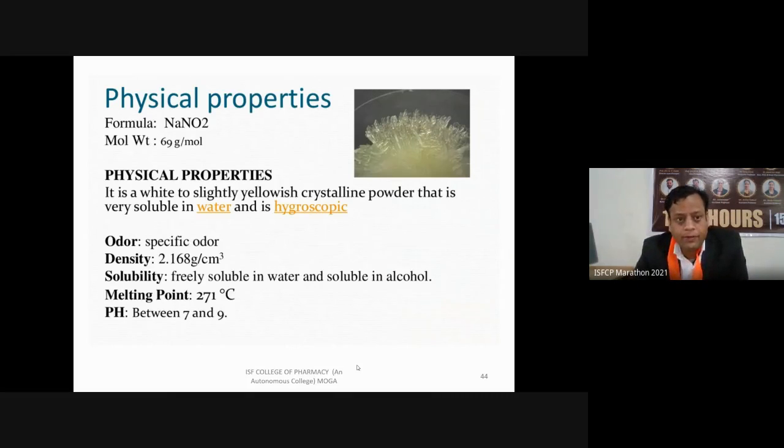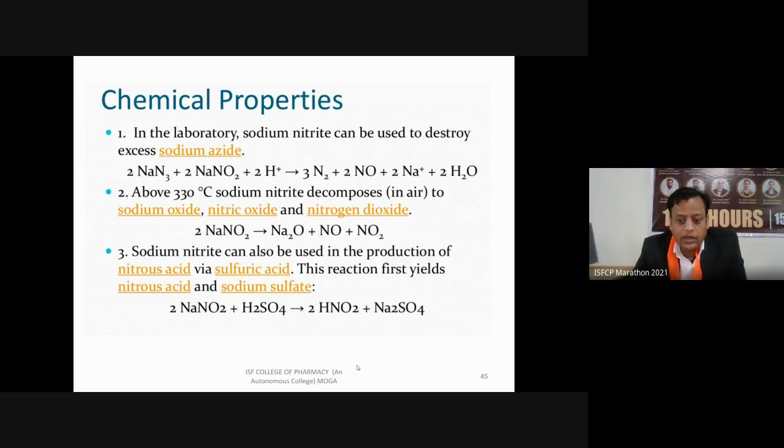Physical properties. Its formula is NaNO2, sodium nitrite. Its molecular weight is 69 grams per mole. It is a white to slightly yellowish crystalline powder that is very soluble in water and is hygroscopic in nature. It has a specific odor, density 2.168 grams per cubic centimeter. It is freely soluble in water and soluble in alcohol, with a melting point of 271 degrees centigrade, and pH between 7 and 9. So these are all the physical properties.